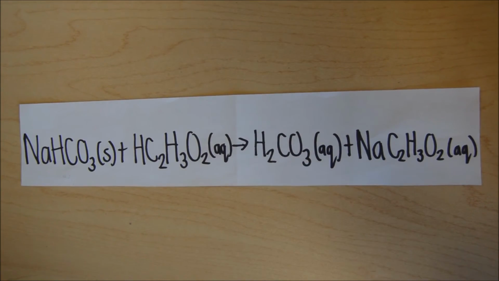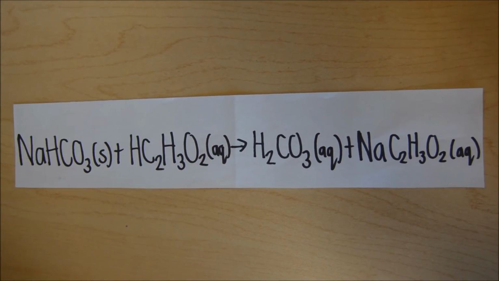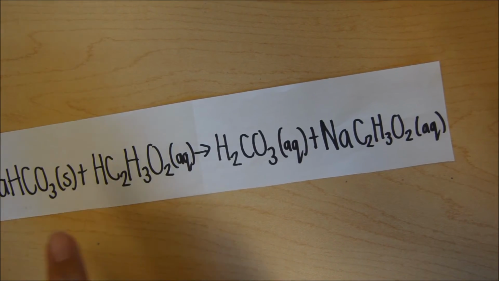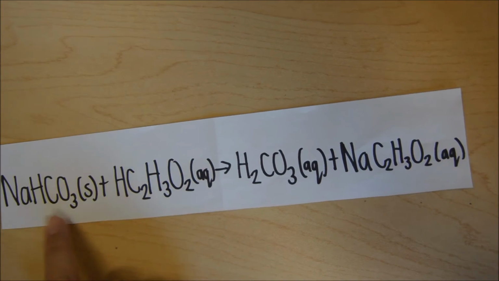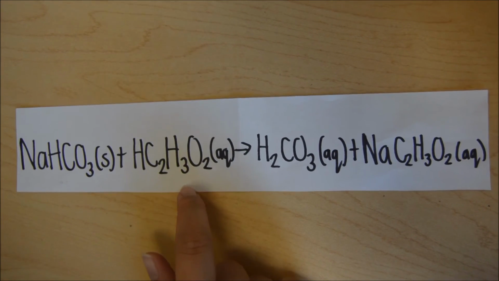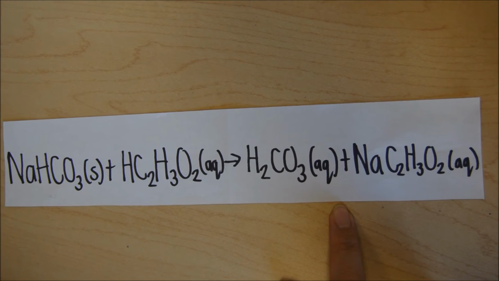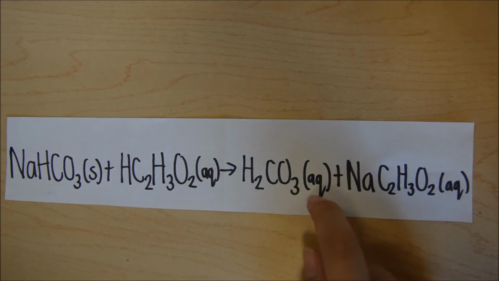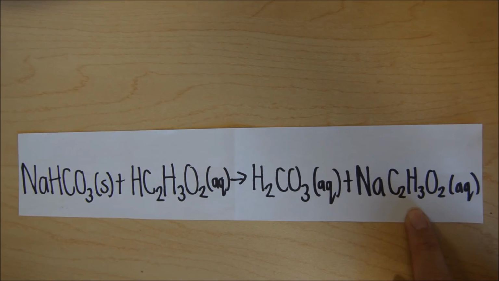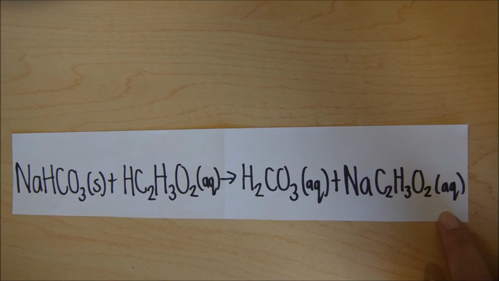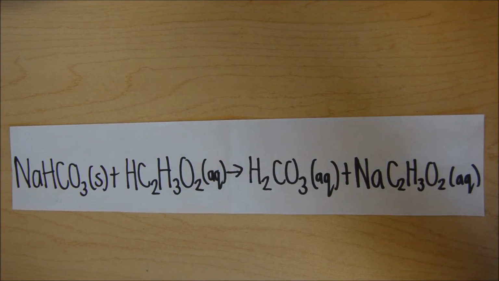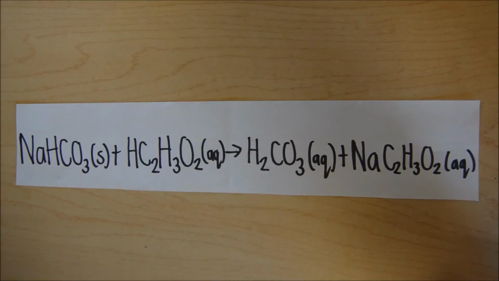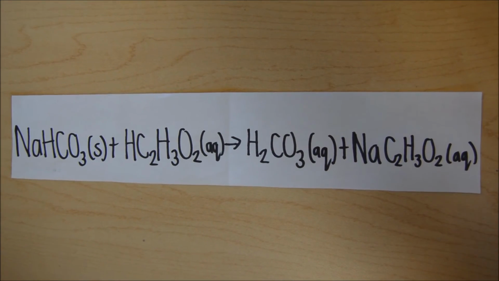So what just happened in that experiment? So we have baking soda, sodium bicarbonate, and vinegar, acetic acid. When these 2 chemicals react to each other, they form 2 products. One of them is carbonic acid, which is an aqueous solution. Another one is sodium acetate, which is also an aqueous solution. This is also called an endothermic reaction, in which heat is taken in as a reactant. That's why the temperature of the reaction got colder.